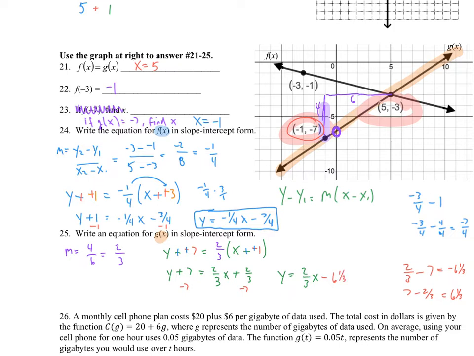And if we go back and look at our picture to see if it makes sense, where is it crossing the y-axis? We see that it is between -6 and -7. It's closer to -6, which would match what we're saying here with 6 1/3. Okay.